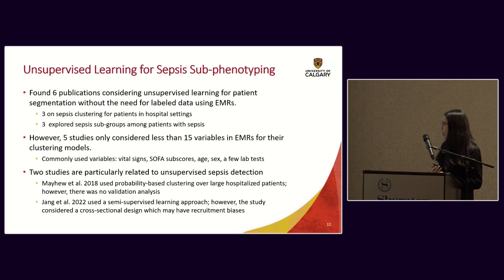The second paper, Zhang et al., used a semi-supervised learning approach. This means that they combine supervised learning and unsupervised learning. They start with an unsupervised clustering algorithm to separate the patients into 3 or 4 groups using a few EMR variables. And then they use the cluster labels as the predictors to train a logistic regression model to predict sepsis diagnosis. In this way, they can learn the association between the sepsis cluster labels and the sepsis diagnosis.